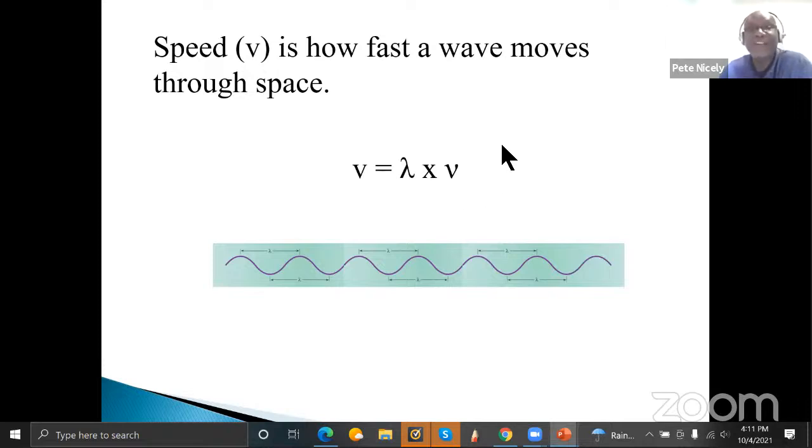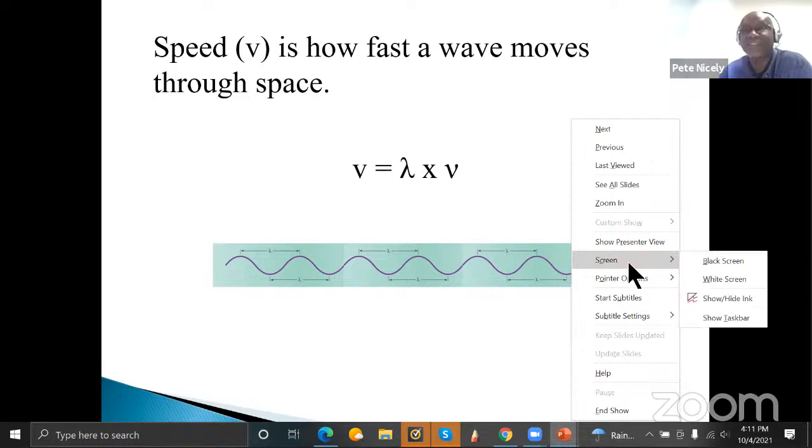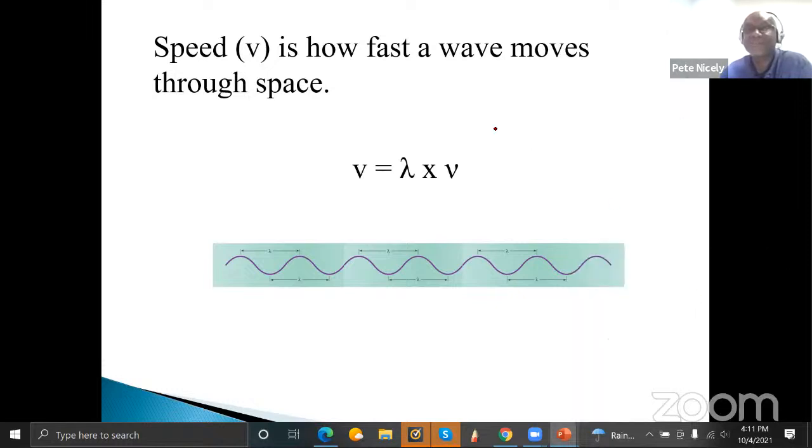Now, if the wavelength is in meters, and the frequency is in seconds to the -1, that means that the units are meters seconds to the -1, which is the same thing as meters per second, all right?